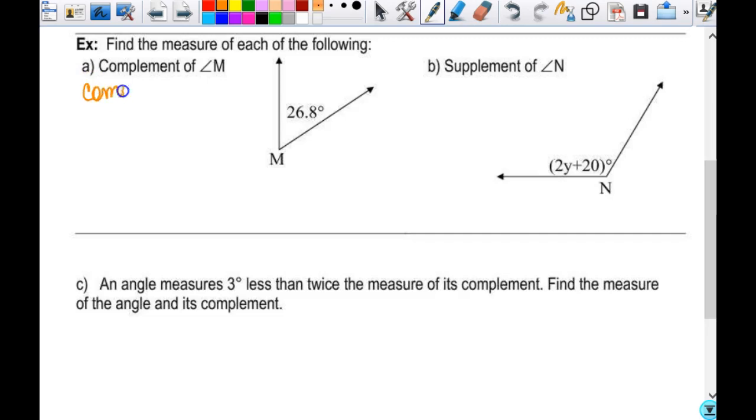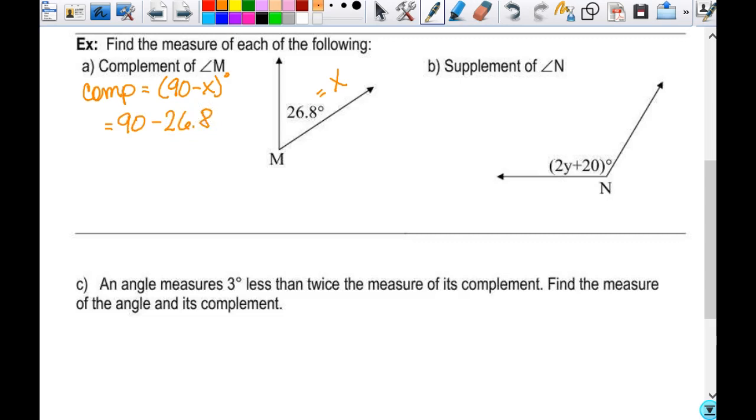So the complement is equal to 90 minus x, right? And x represents the angle measure that we know, right? So 26.8 is equal to x, basically. So that means that's equal to 90 minus 26.8.